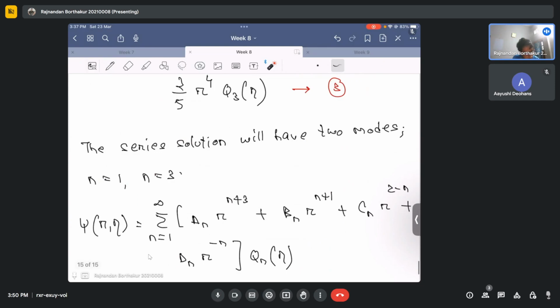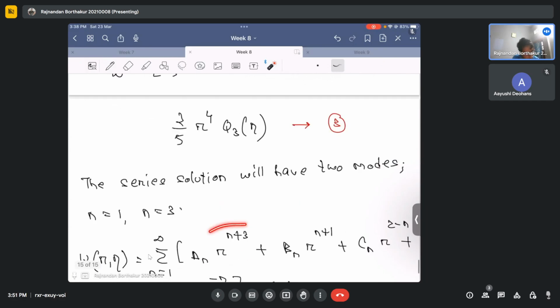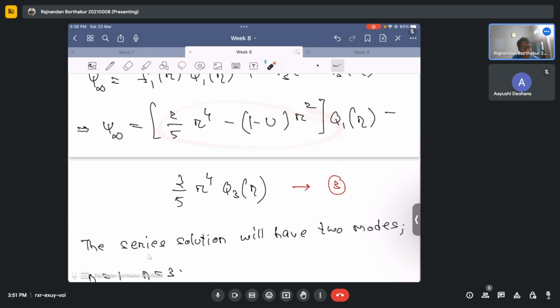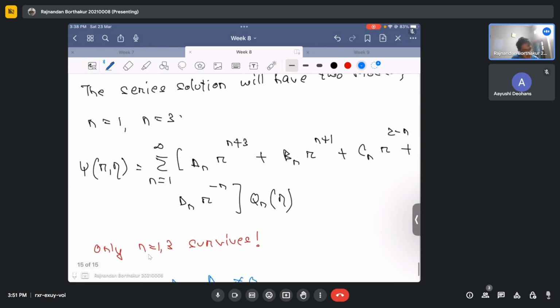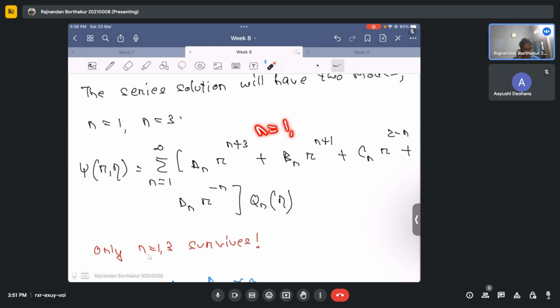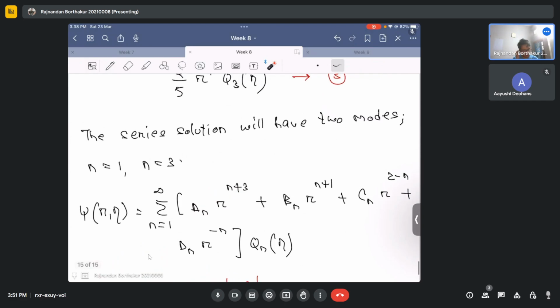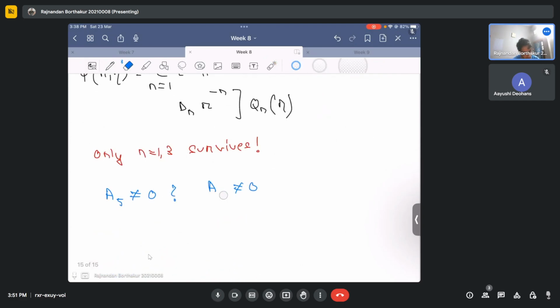Try to understand the coefficient of an, and compare it with the existing coefficient that we have, and answer: is a non-zero A5 possible or not, or a non-zero A4 possible or not? That's what I'm asking. Because n always varies from 1. So if I put n equal to 1, it should be a1 times r power 4. I wrote it wrongly, sorry for that. This should be 2 basically, and this should be 1.